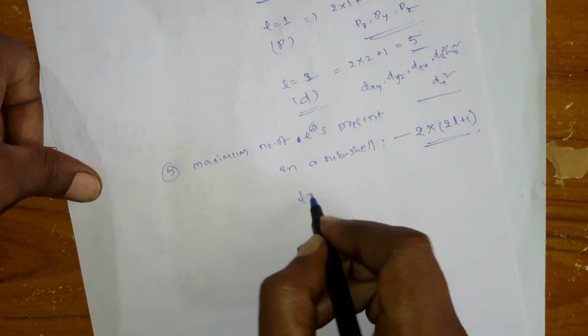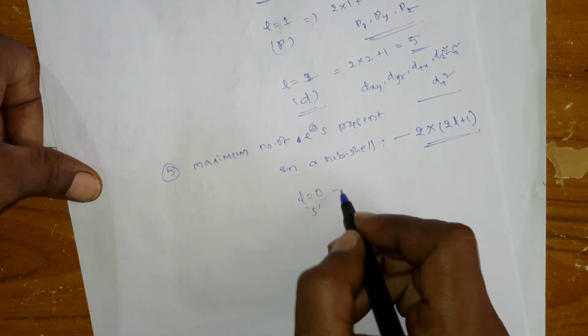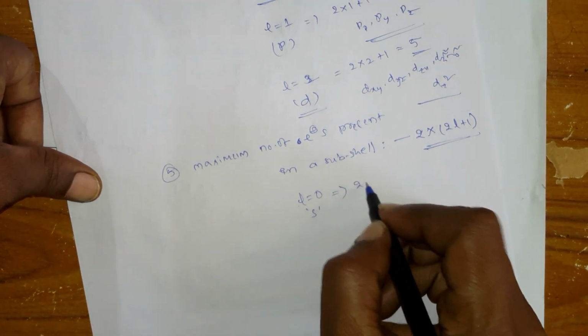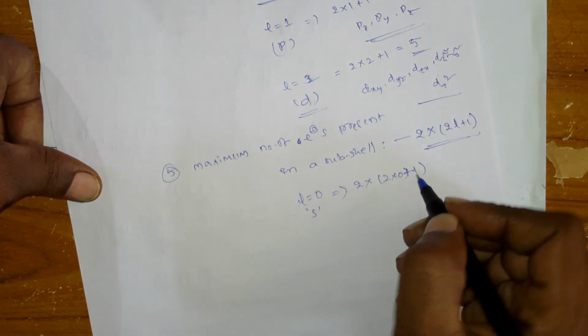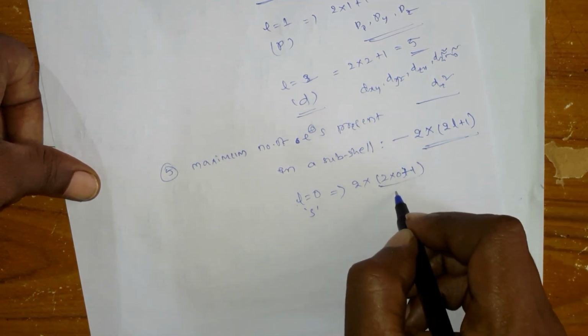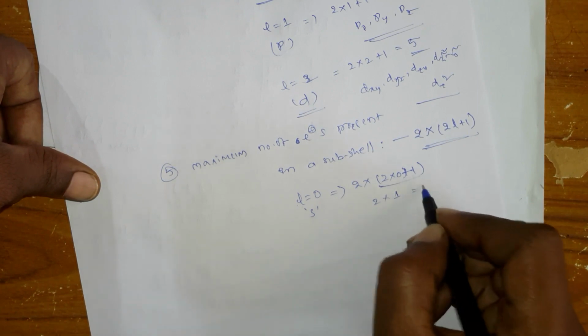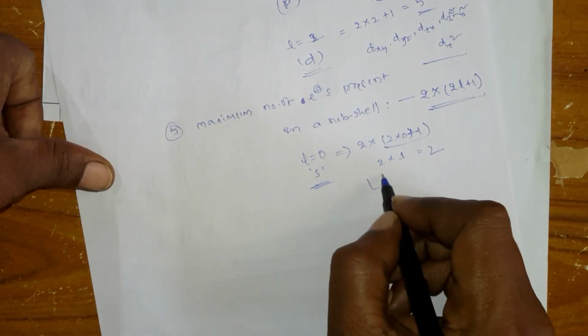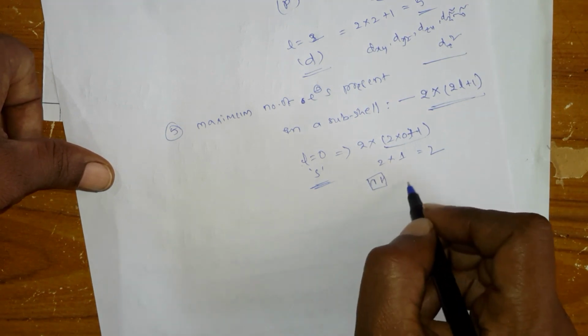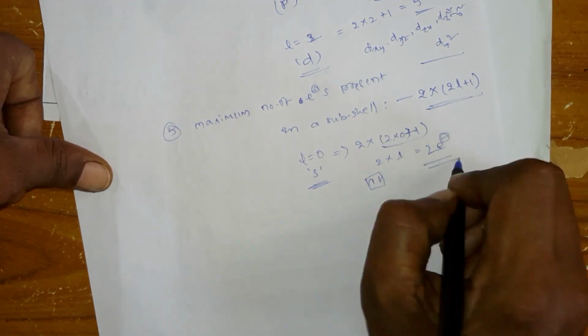Okay, suppose l is equal to 0 for the s orbital, 2 into 0 plus 1. What does 2 into 0 plus 1 become? 1. So 2 into 1, that is equal to 2. So that means in the s orbital how many electrons will you fill? 2 electrons, a maximum of 2 electrons, like this.